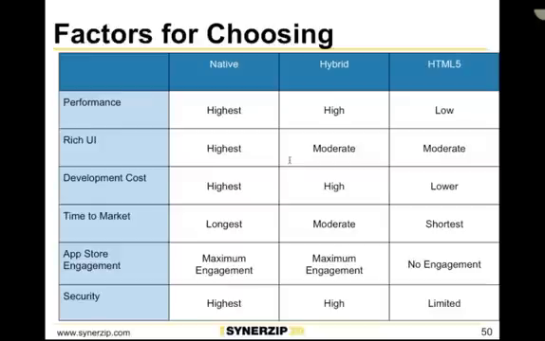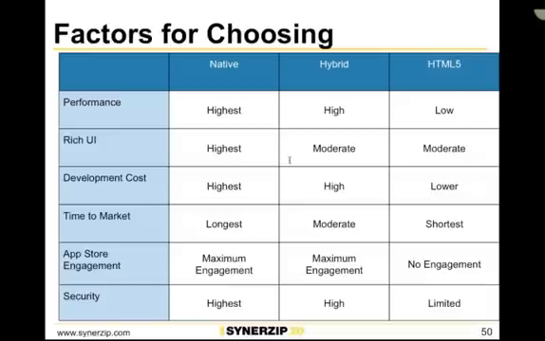So next thing is time to market, and time to market is the longest in native, modern, and hybrid, because you clearly have the advantage of reusability over here. Once your initial platform is set up, once your initial wrapper across all these platforms is set up, what runs is your common HTML code across all these things. HTML5 is shortest because all it runs inside is a browser.